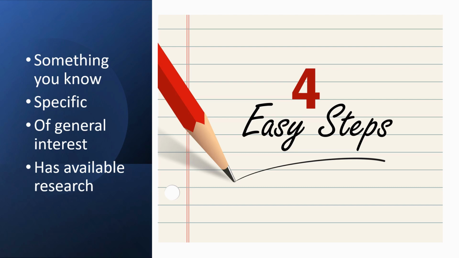Second, it needs to be specific enough that you can pin down the information that you want to provide. You can't just say, I'm going to write about the internet, or I'm going to write about climate change, or I'm going to write about politics. That's way too broad and you'll never get there. Get down into a more specific idea.